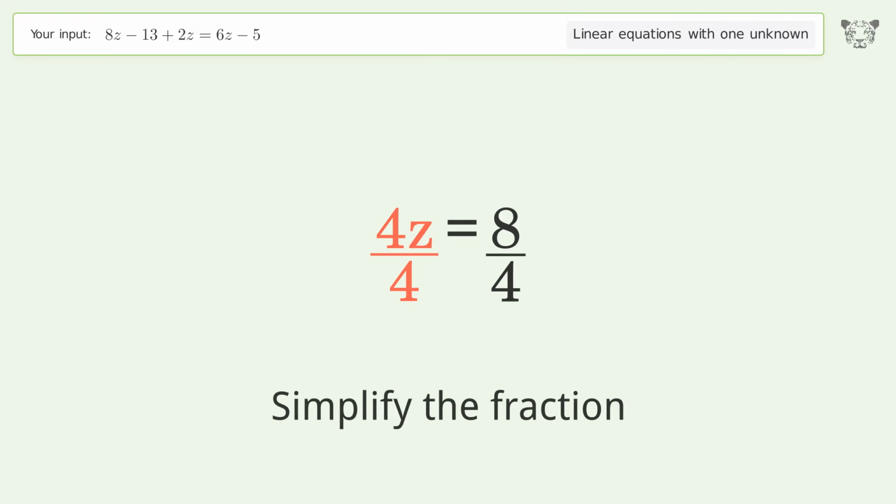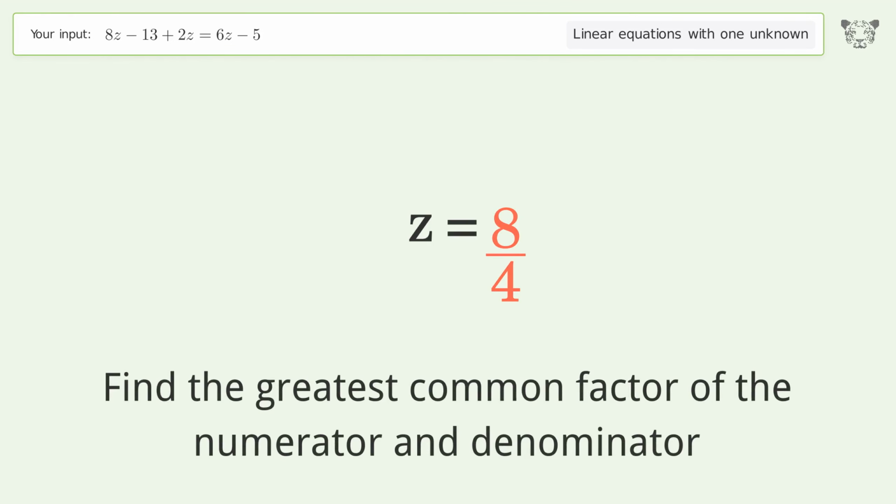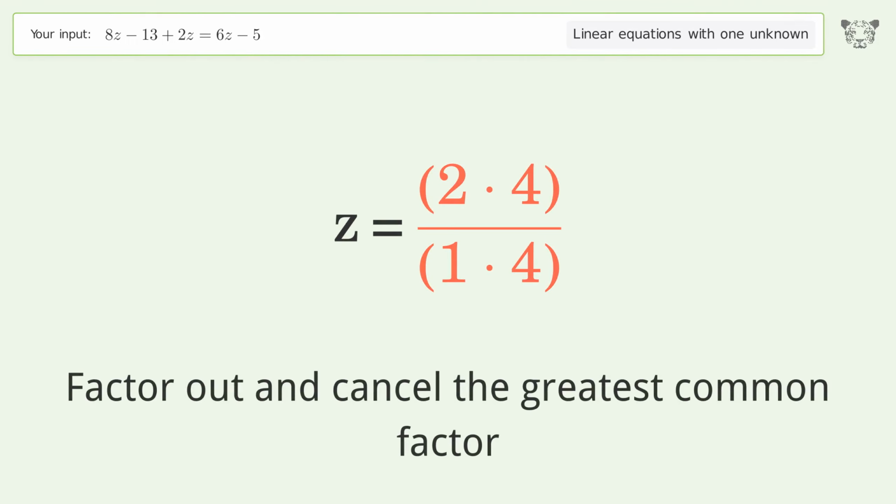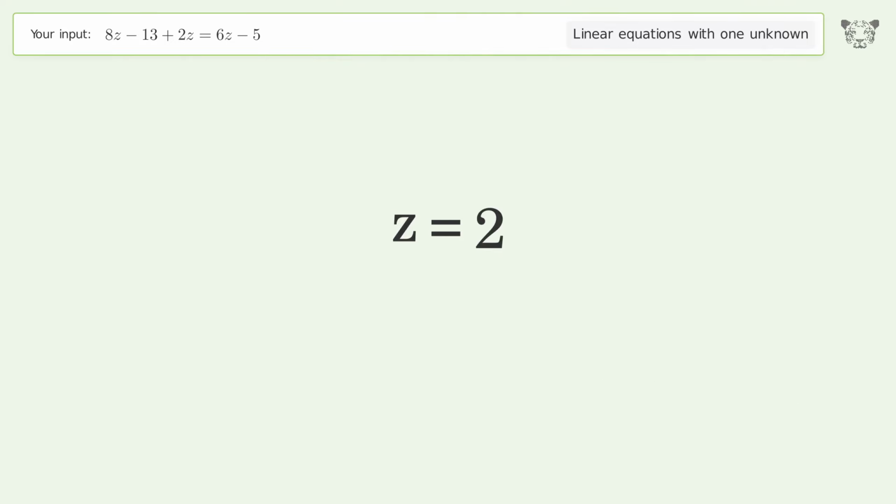Simplify the fraction. Find the greatest common factor of the numerator and denominator. Factor out and cancel the greatest common factor. And so the final result is z equals 2.